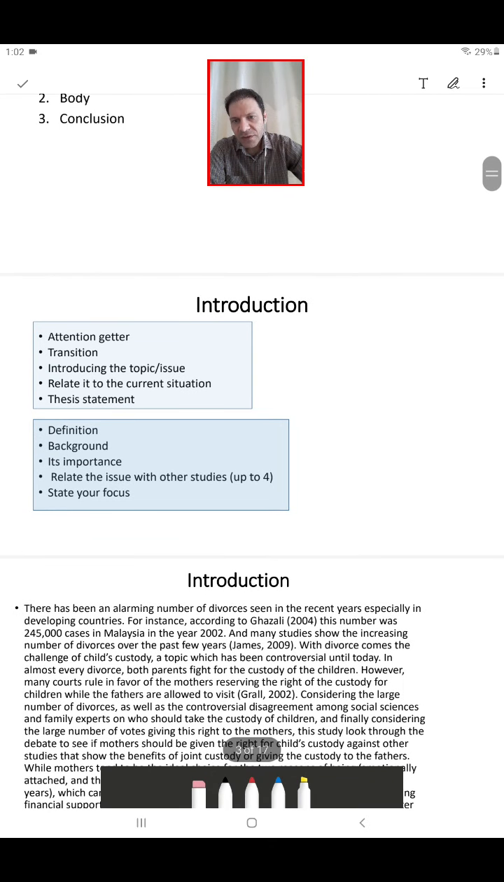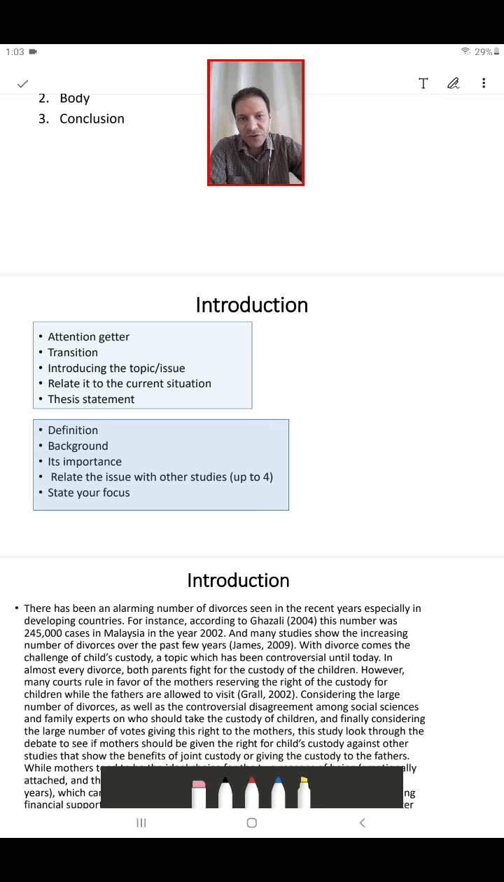The first one is the introduction. In the introduction, you want to have an attention getter. Now you may ask, what is an attention getter? An attention getter is basically one or two sentences that are supposed to get the attention of the reader. It can be very special information or a statistic.